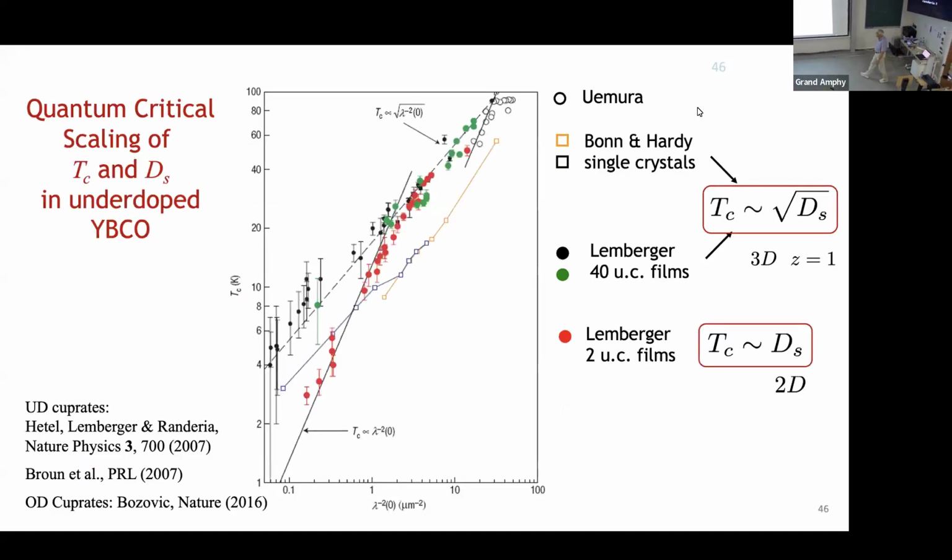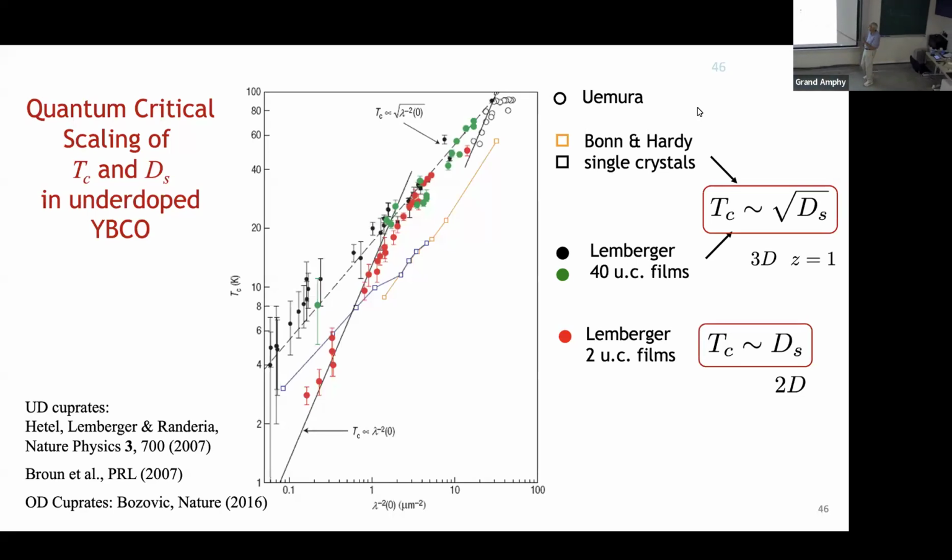This is data I took from Lemberger, but similar results appear from the UBC group and from Kozovic. If you look at thick films of Lemberger or Bond and Hardy single crystals in underdoped YBCO, TC scales like the square root of DS as you underdope strongly. So this is consistent with 3D quantum criticality, with this C equal to 1. This is as opposed to Lemberger's very thin 2-unit cell films, where TC scales like DS.